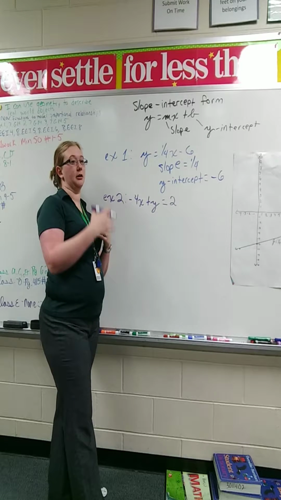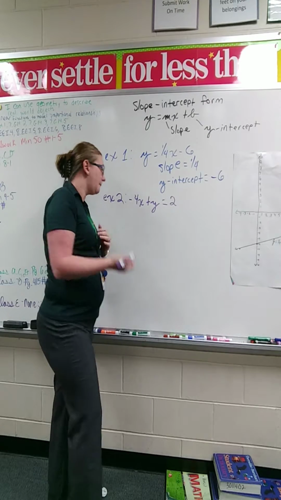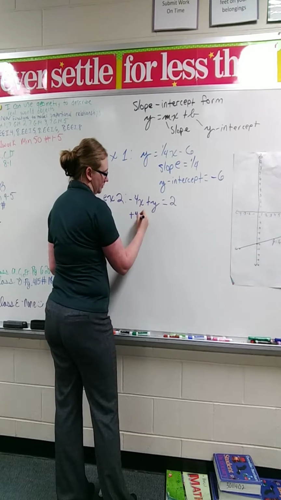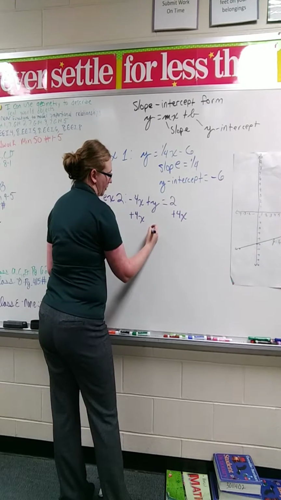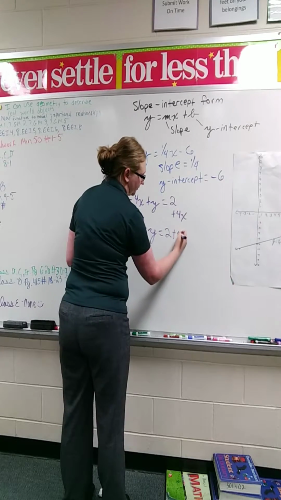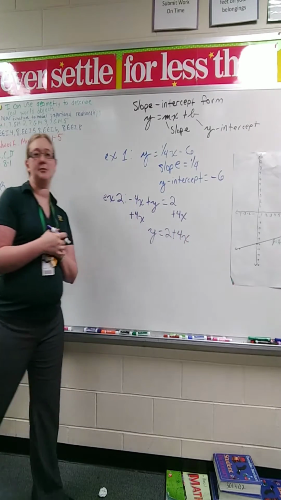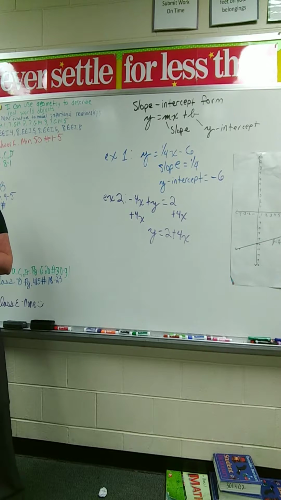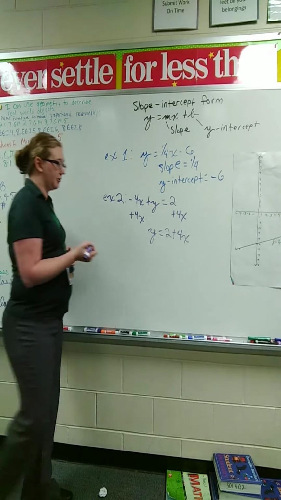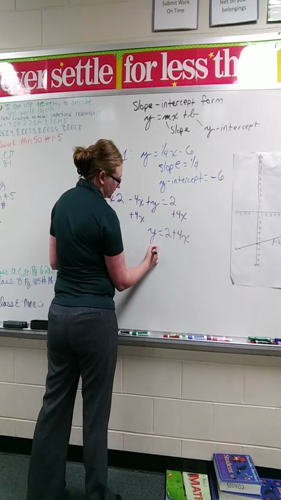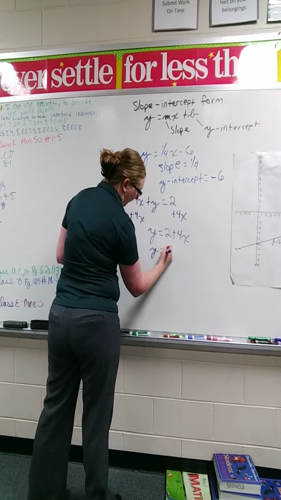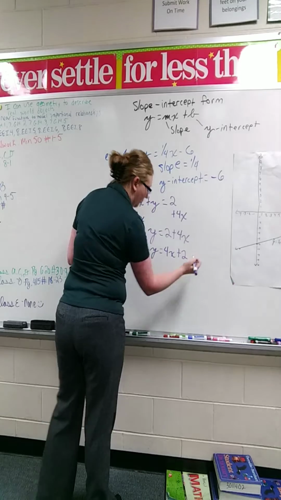So what are we going to do? Yes, sir? Add 4x to both sides. We can add 4x to each side. So then we have y equals 2 plus 4x. Do I like the way that that's written? No. What property is going to allow me to rewrite that the way that I want to? The commutative property. So how am I going to write this equation? y equals 4x plus 2.